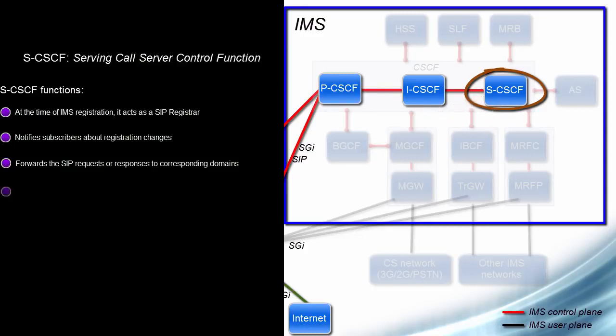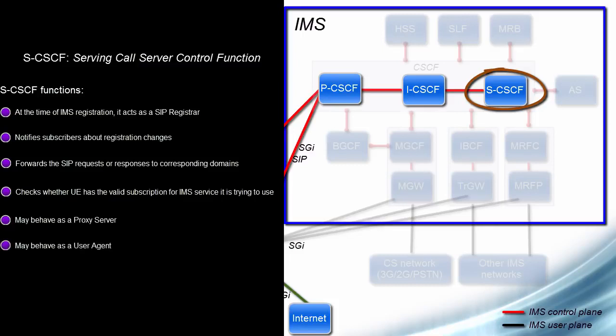Next point, it checks whether the UE has a valid subscription for the IMS service it is trying to use. It may behave as a proxy server, that is, it accepts requests and services them internally or forwards them on. It may behave as a user agent, that is, it may terminate or independently generate SIP transactions.